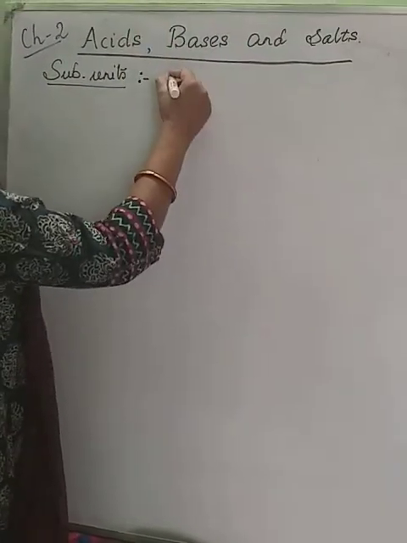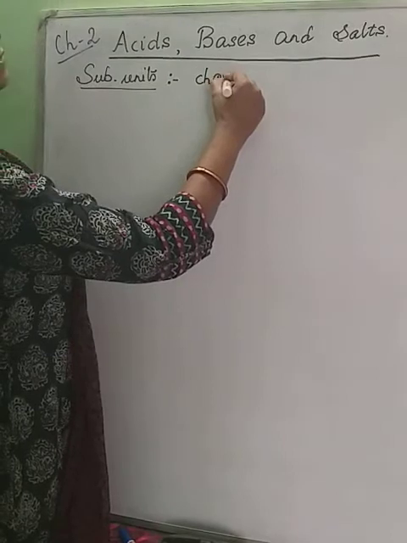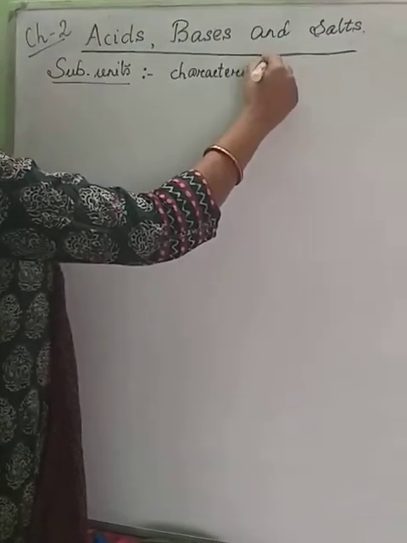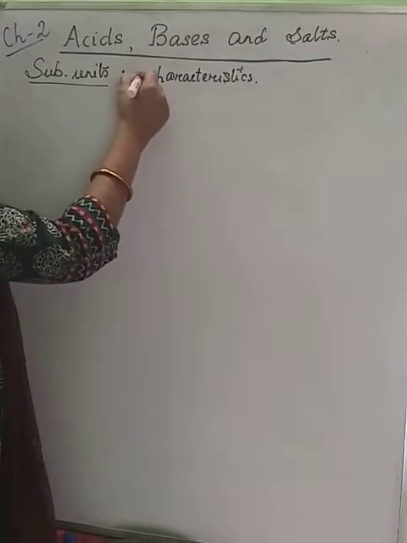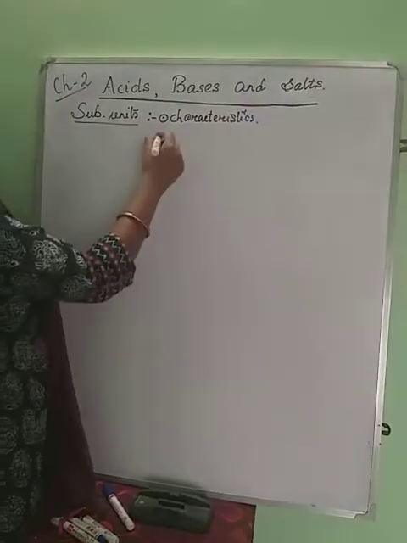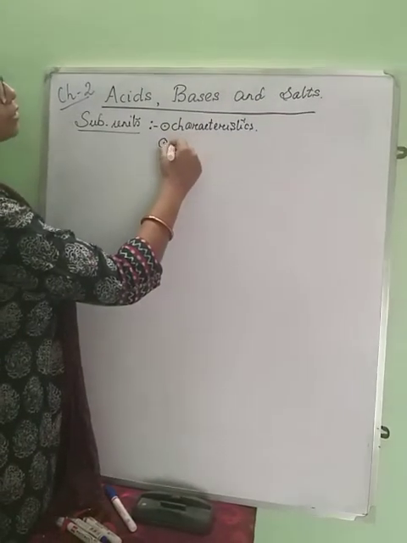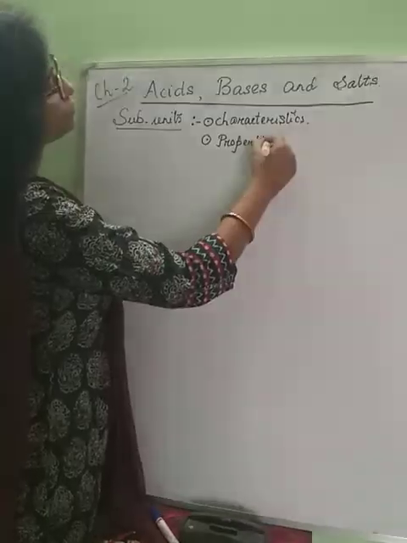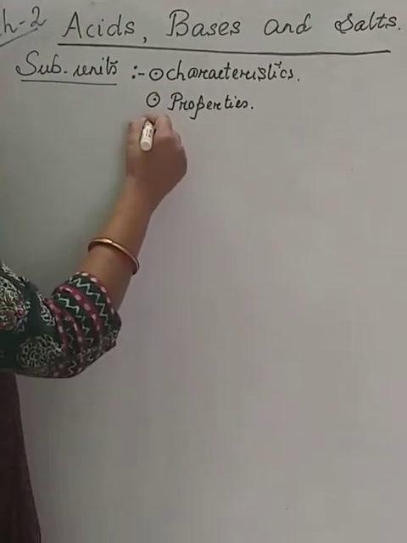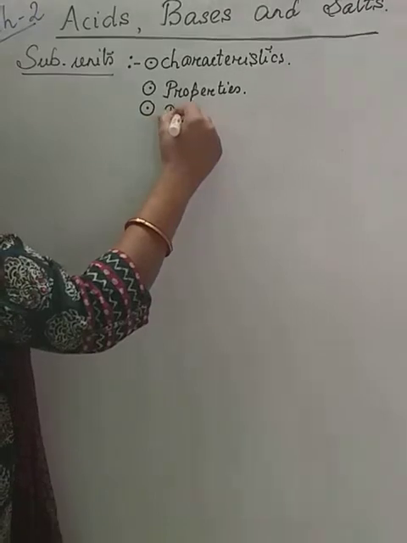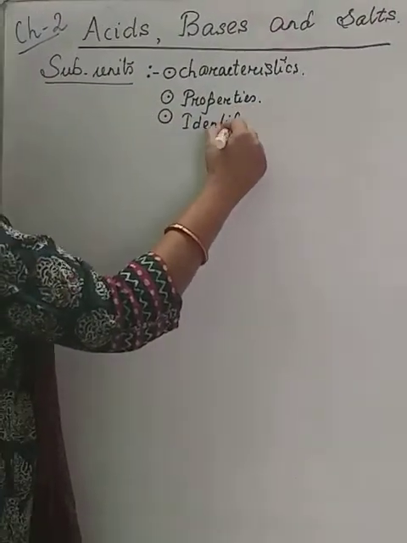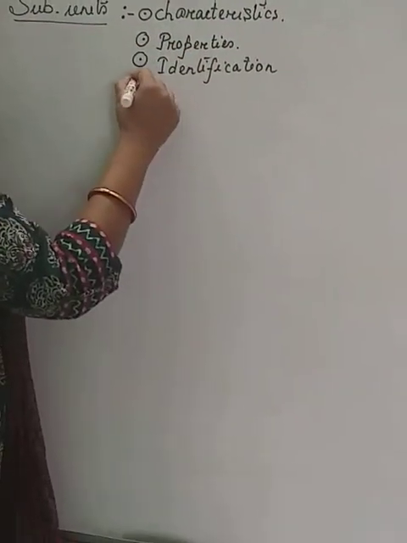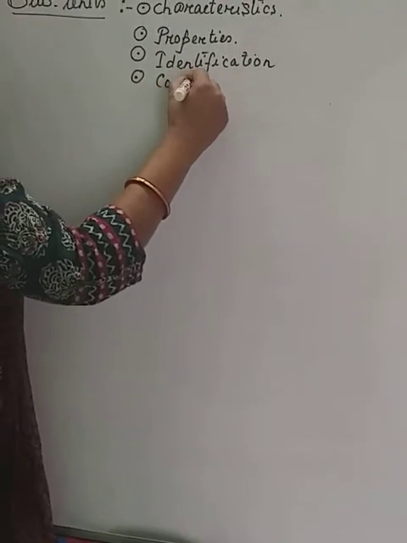First we will identify through some of the characteristics of acids and bases. How to identify these acids and bases? Next is, what are the properties of acid and base? How will we identify the acids and bases? And what are the common properties?